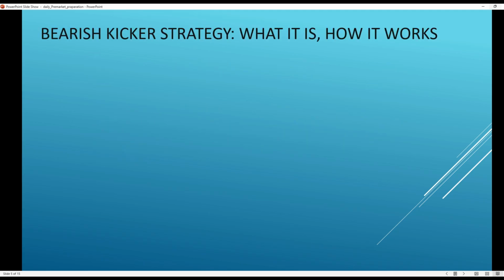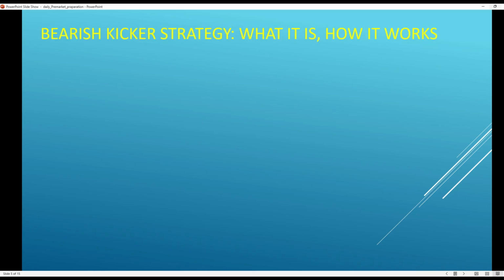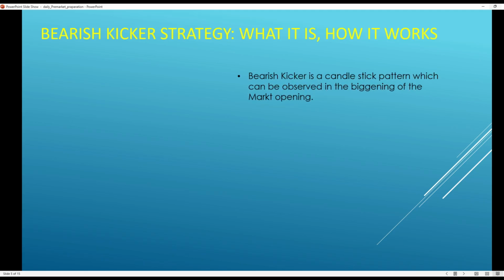Let's enter the strategy. The bearish kicker strategy, what is it, how does it work? Okay, this is strategy number one. Bearish kicker is a candlestick pattern which can be observed in the beginning of the market.